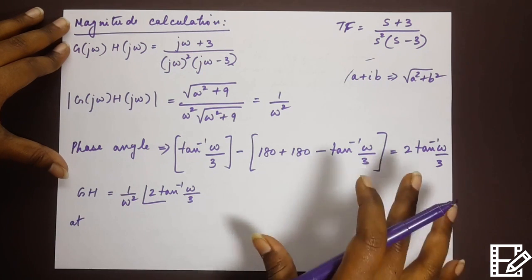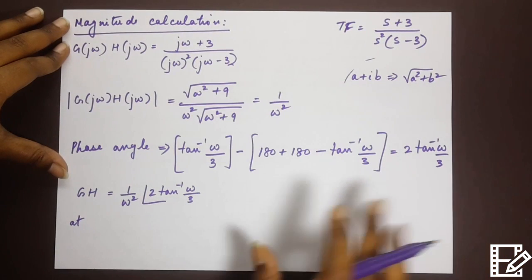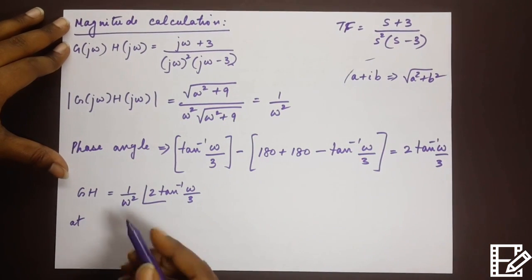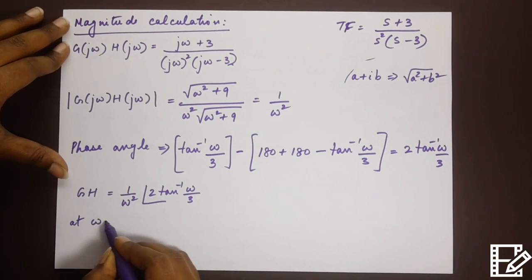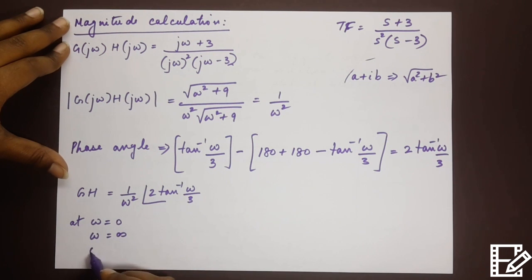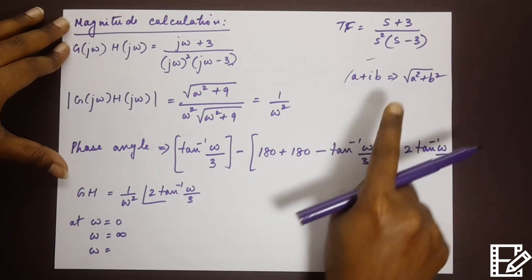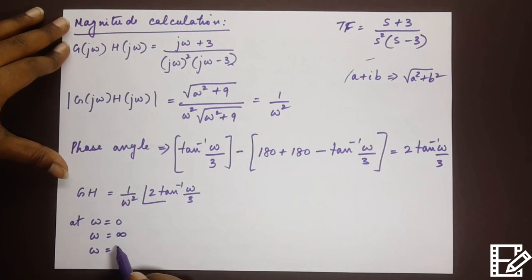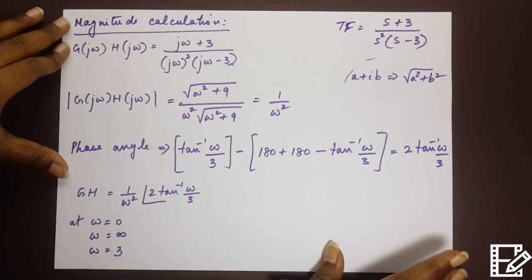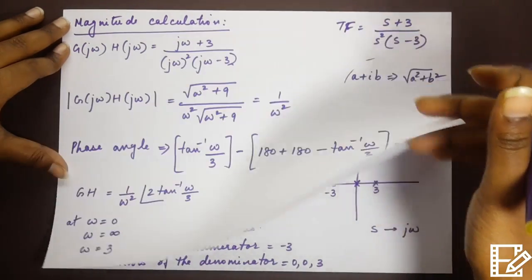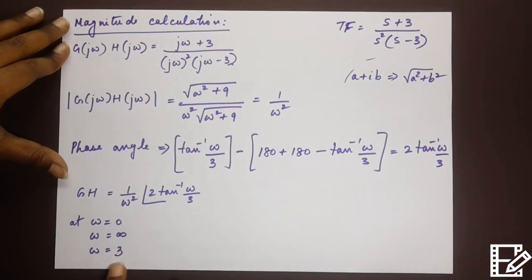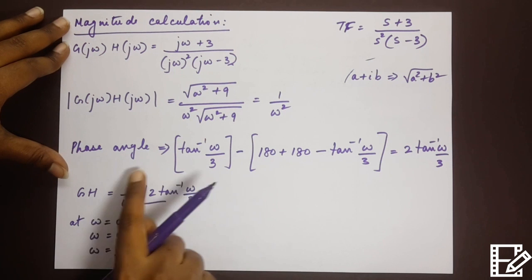In order to plot the Nyquist plot, we need to find certain values: at omega equal to 0, omega equal to infinity, and since we have the pole and zero at 3, omega at 3. So at each one of these values, let's find the entire expression.